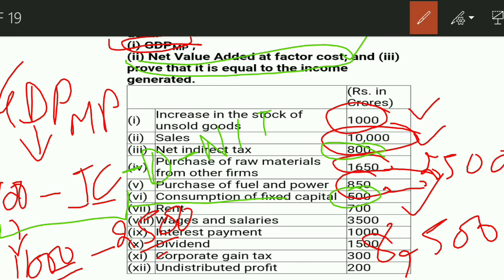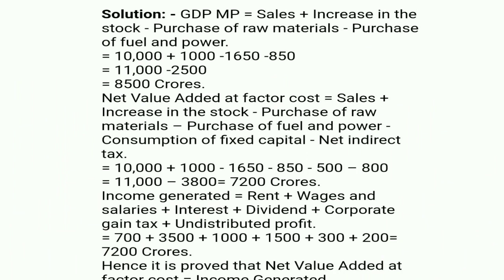So value of output minus intermediate consumption was 8,500. When we subtract 500 and 800, that is depreciation and net indirect tax, from it, then we will get the net value added at factor cost, and it would be equal to 7,200. So here you can see the solution. What the solution is telling you is that net value added at factor cost is equal to 7,200 crores.